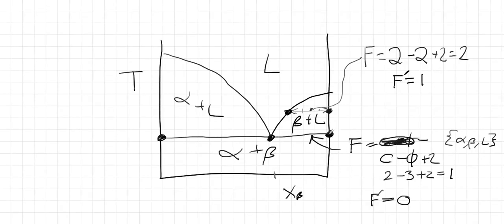Must be the composition of beta is this, which looks like about 100% B, and the composition of alpha is this, looks like about 100% A. So the compositions are not variant, and the temperature is not variant. It's an invariant. It's kind of like a triple point. We don't get to choose anything. Nature chooses for us. Okay? So those are two really common solid-liquid phase diagrams that you'll see.